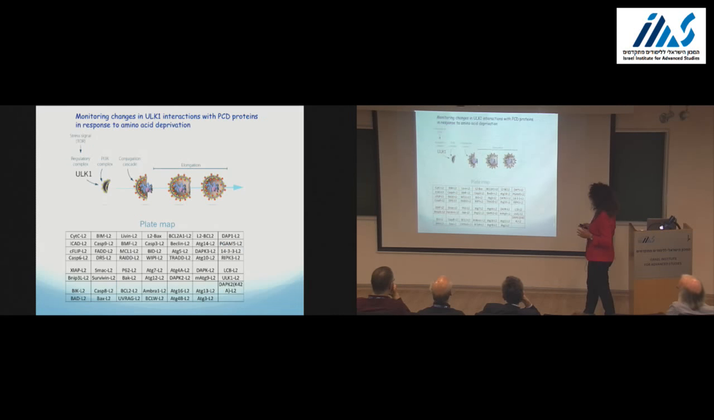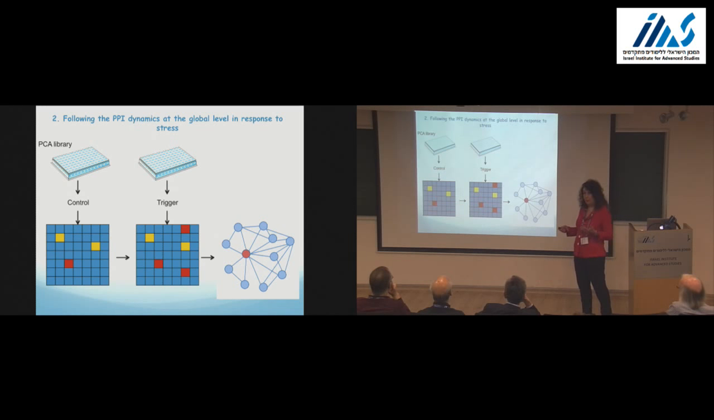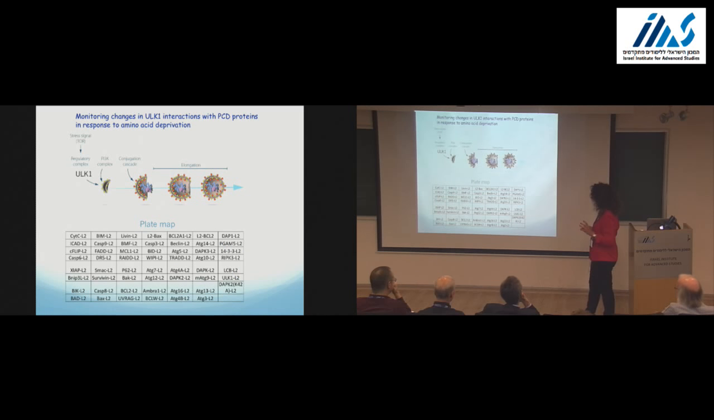The second achievement was, okay, let's see if we can monitor dynamics, but not just looking at one pair, but looking at many, many proteins. Can we monitor dynamics? So what we do, we take the PCA library, and we now either assess it under basal conditions or in response to a trigger. For instance, starving the cells for amino acids. We know that autophagy is turned on. We want to know what happens to autophagy, to apoptosis under these conditions. Can we see a dynamic view now of many proteins simultaneously?